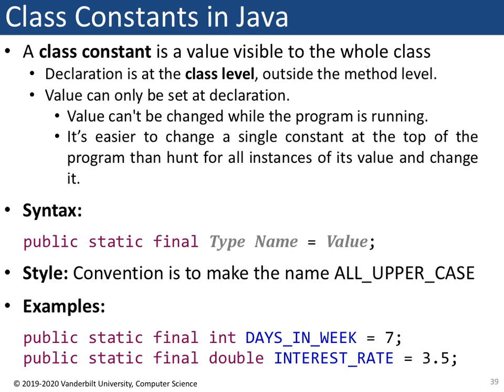than it would be to search our program for every usage of 0.08 and replace it with a new tax rate. So it's much more maintainable and much more readable as well to use a class constant rather than using the double literal for the tax rate.